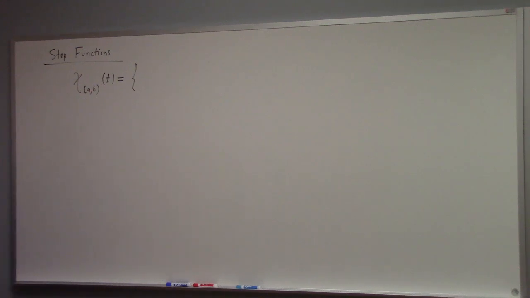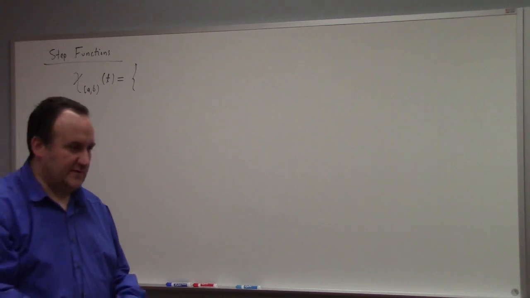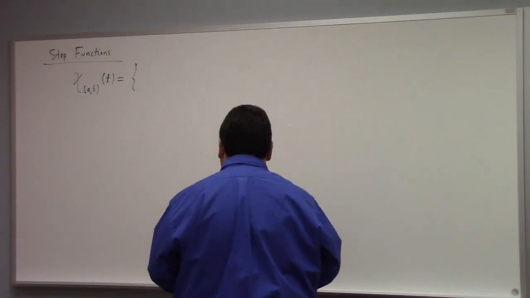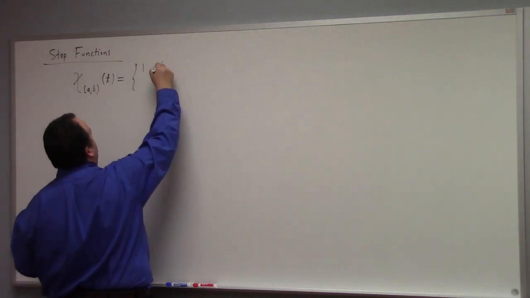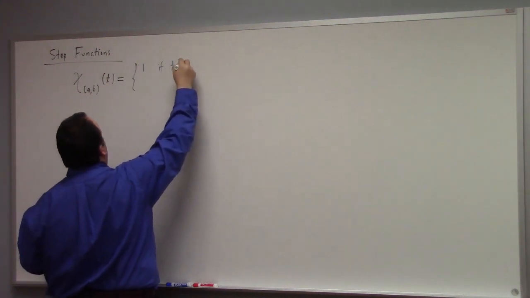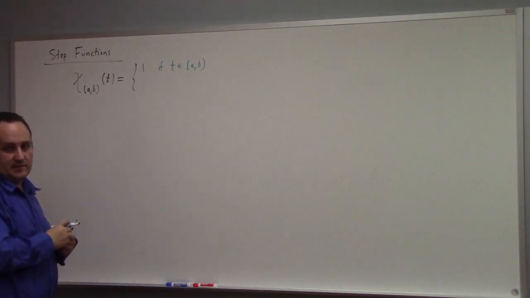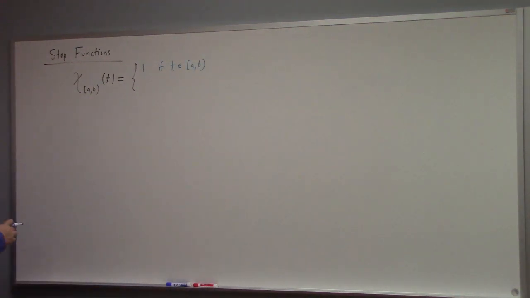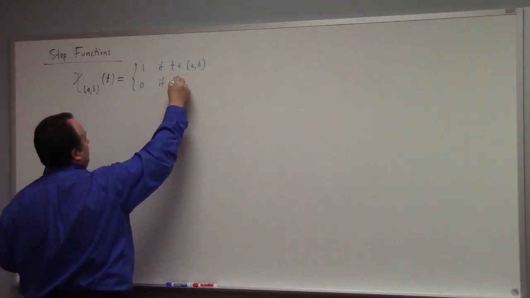So the answer here is this function is what's called a characteristic function, do you know? You can characterize a set with the characteristic function. The way it works is kind of boring. It's one if t is an element of the interval, and it's zero if t is not an element.